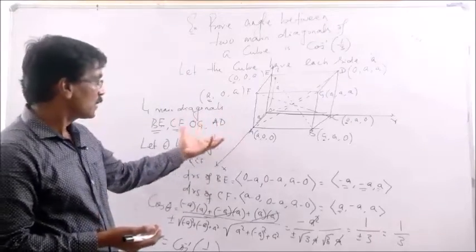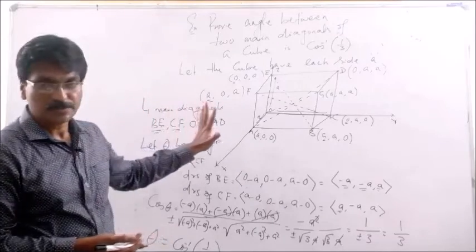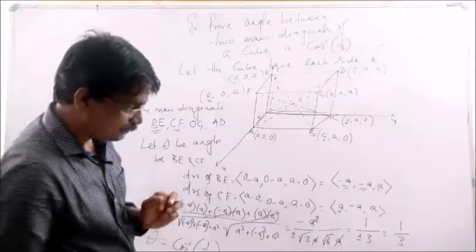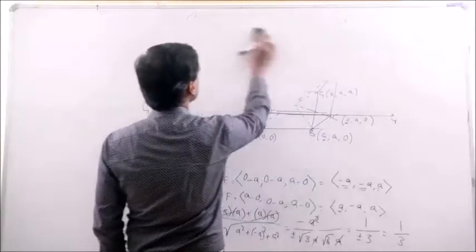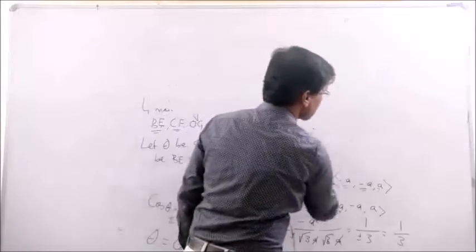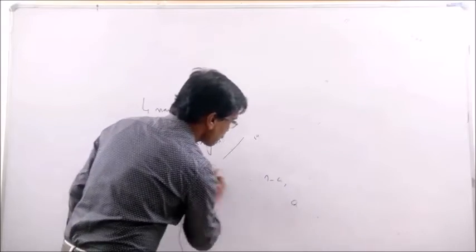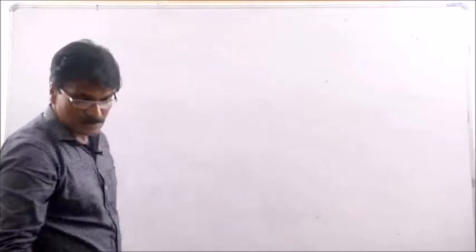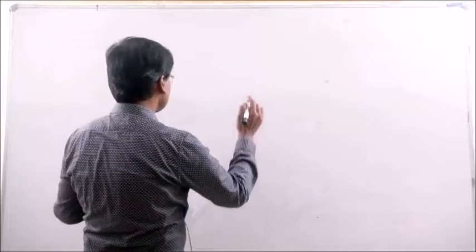So, we can choose any two diagonals out of these four. Here we take BE and CF. Now, we can take one more example.